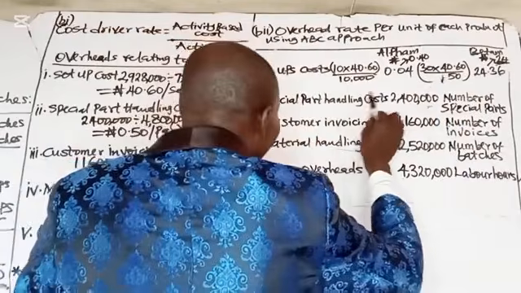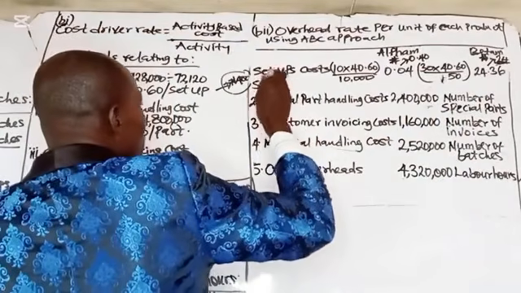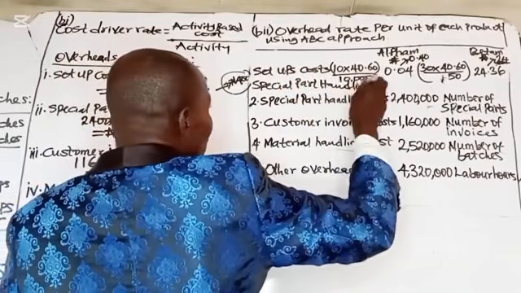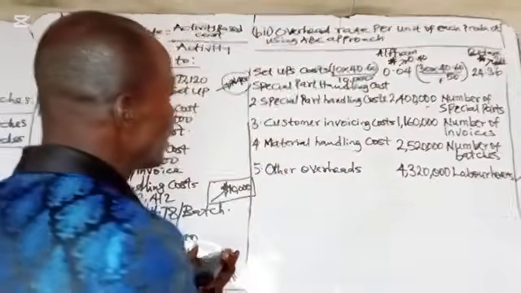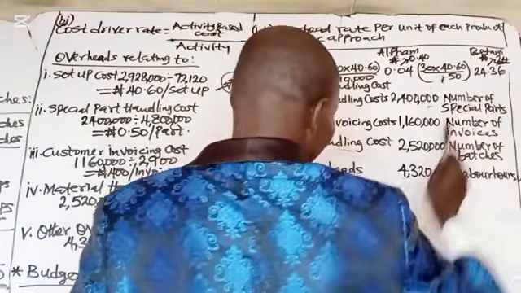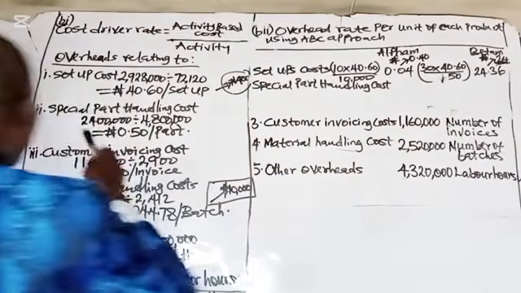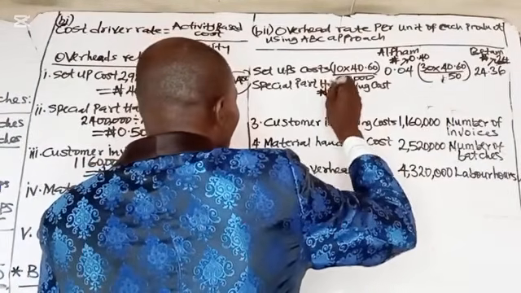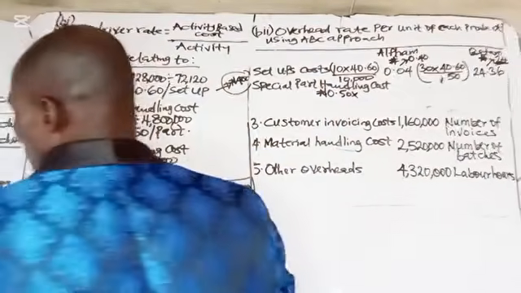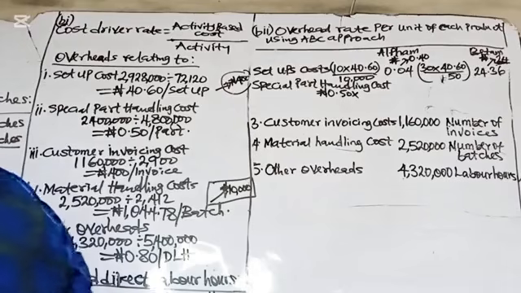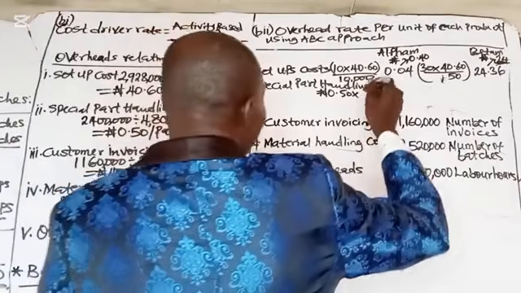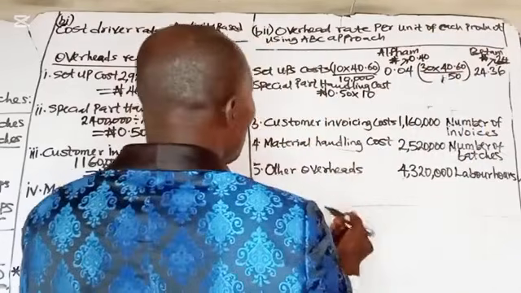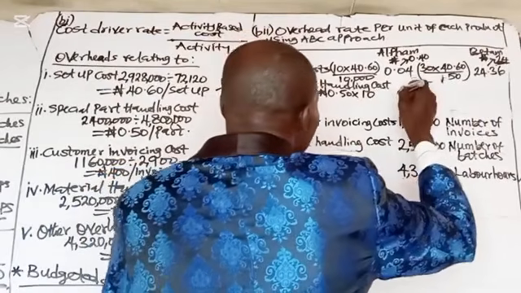Then special part handling cost. The cost driver is the number of special parts. For Afam, the special part handling cost rate is 50 kobo per part, which is 0.50 per part. How many parts? The number of special parts for Afam is 10. So we have times 10. Remember, the special part is per unit, and this cost is already per unit, so you don't need to divide it by anything. 0.5 times 10 will be 5 naira.